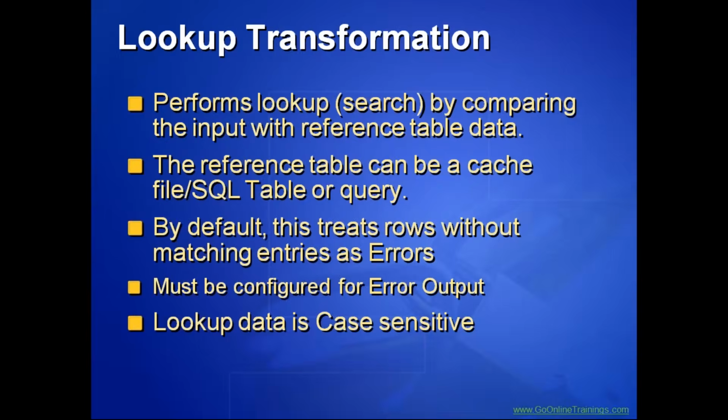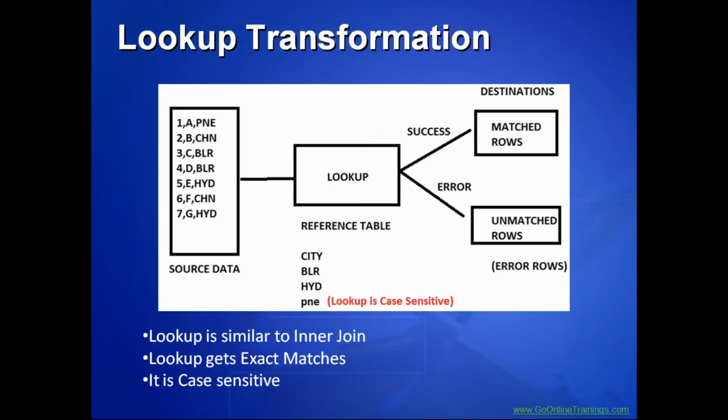So what is the meaning of lookup transformation? Let us understand. For example, I have a source data. The source data may be a text file, Excel file, OLEDB SQL Server table, or Oracle table. It can be anything. So I have a lookup transformation, and the lookup transformation always has a reference table. The reference table has a city column, and this is the data we have in the lookup.